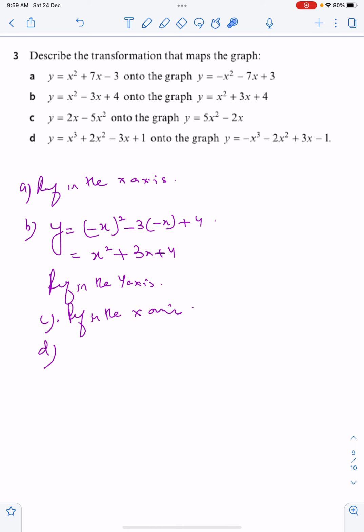Likewise here, check if every term has changed the sign or not. Positive has become negative, positive has become negative, negative has become positive, and positive has become negative. That means this is also reflection in the x-axis.